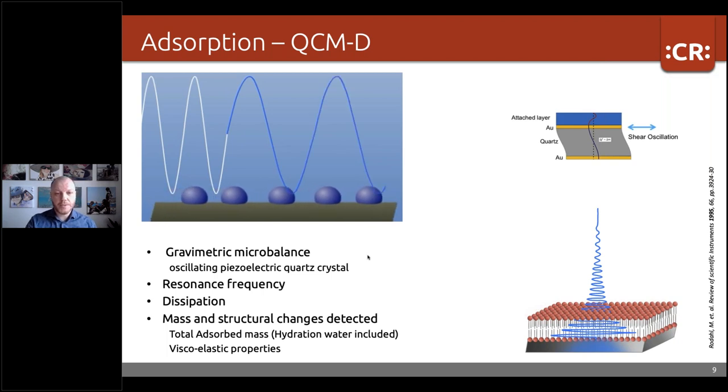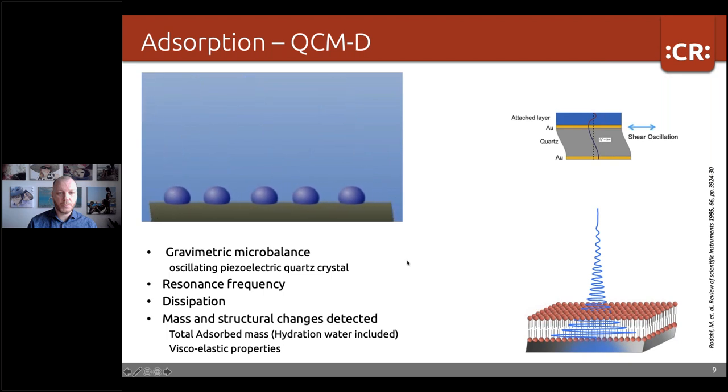And this frequency is very sensitive to the mass of the crystal. So as soon as something adsorbs to the crystal, you will detect this as a change in resonance frequency. And adsorption gives a decrease in resonance frequency, as you could see in this movie here. So as soon as these particles or molecules adsorb to the surface, the resonance frequency decreases. And it's extremely sensitive.